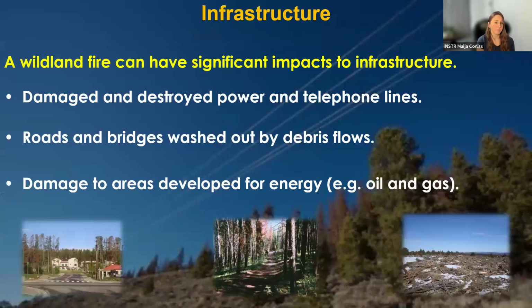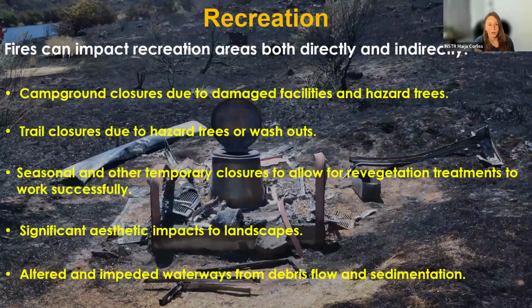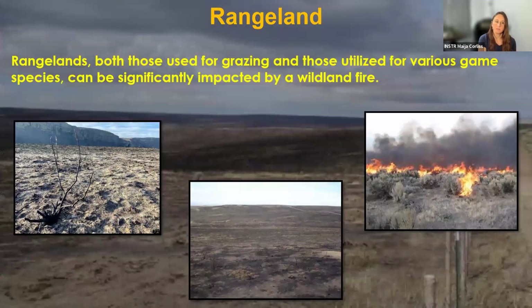Infrastructure: you're most likely going to have impacts to your infrastructure. You need to know what these are and have these assessed, and your READs will be on top of this, I'm sure. What are your indirect impacts to your recreation, whether that's your campgrounds, trail closures, altered and impeded waterways? Rangeland is a big one. We can see significant impacts to our rangeland from wildfire. Just remember that revegetated and recovering areas may need to be closed to livestock grazing to promote recovery. And if you're going to have closures, you have to inform your permittees while you're preparing the plan.